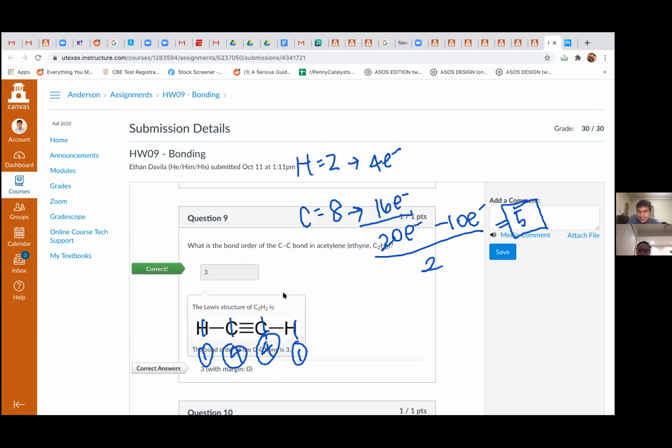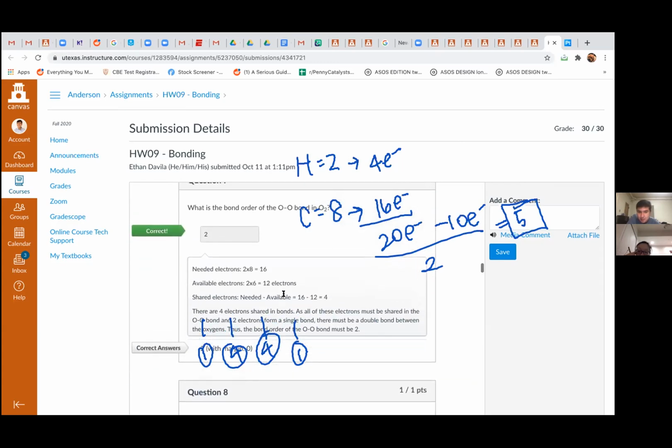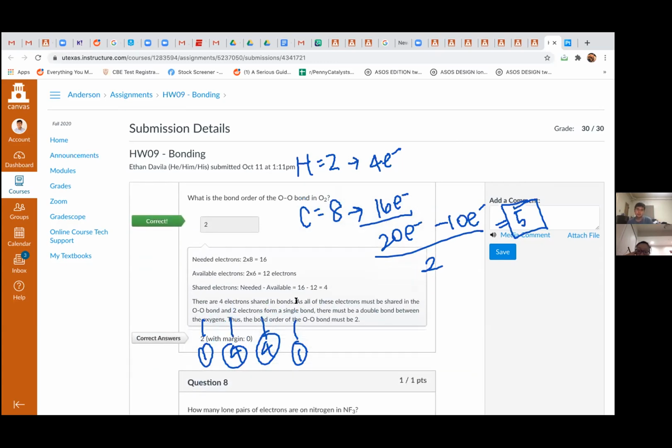All right, hold on. Let me go back to the thingy. Available electrons. Carbon has 4. Hydrogen has 1. Shared electrons: needed minus available. Double bond between atoms, thus the bond order. Therefore, all of these electrons must be shared in the bond, and 2 electrons form a single bond. Double bond has bond order 2.